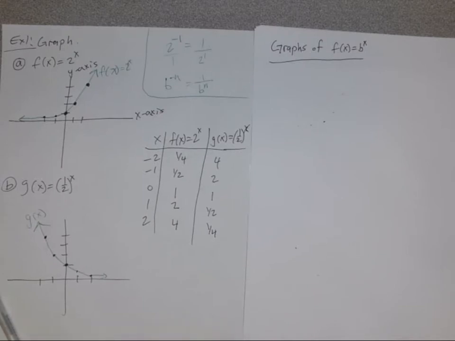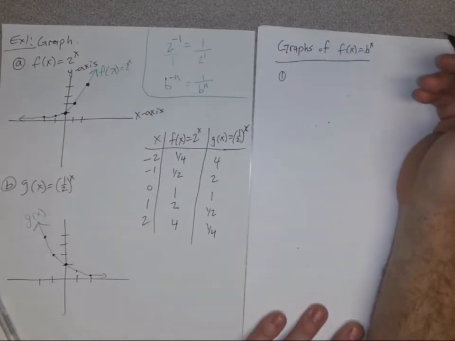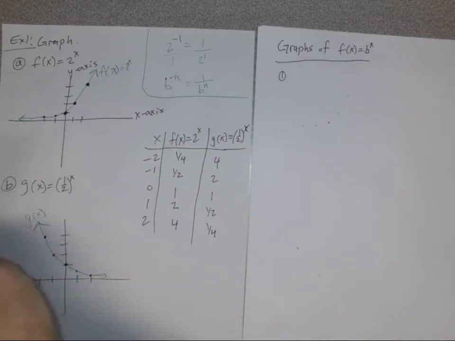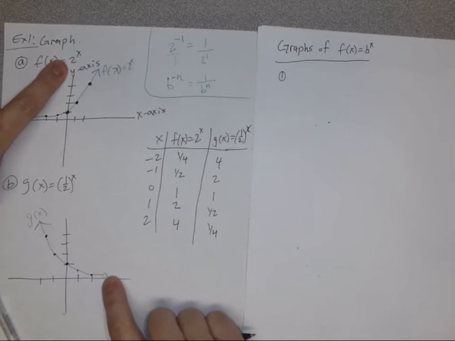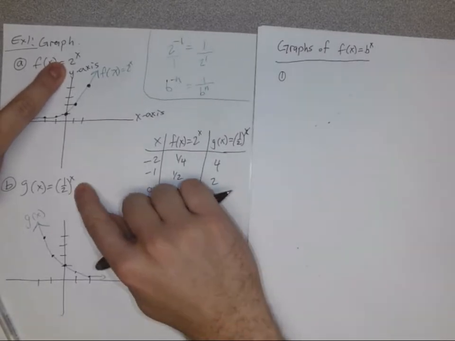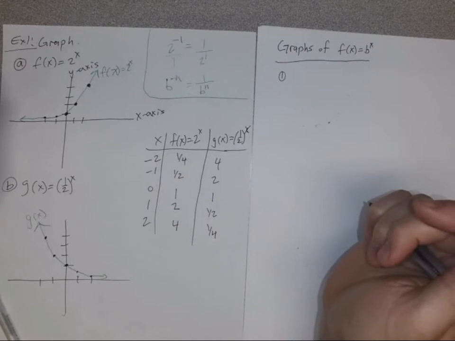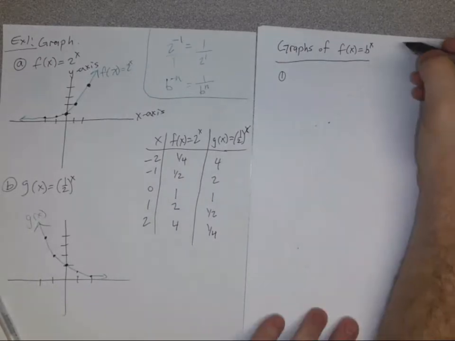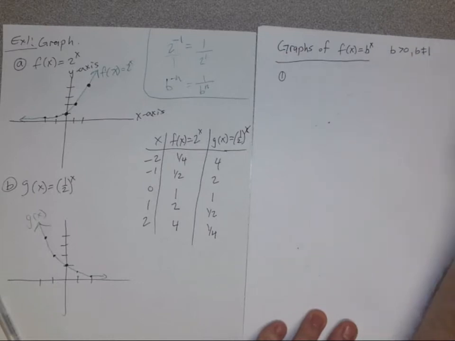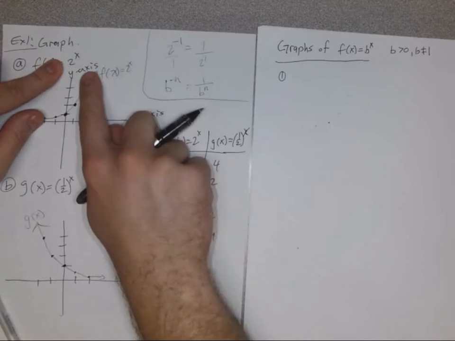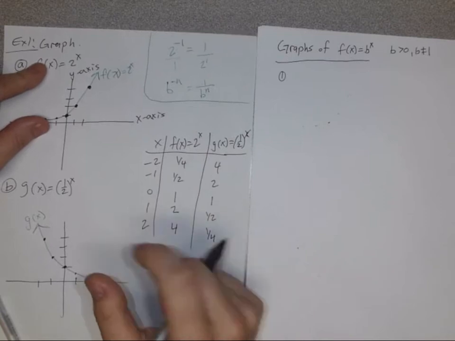All right, so let's look. We're going to say this is number 1. So here, notice in part A, our B is greater than 1, and over here it's between 0 and 1. And those are significant because you need to remember that B has to be greater than 0, and B cannot equal 1. So these are our only two options. Either B is going to be greater than 1, or it's going to be between 0 and 1. So these are our two options here.